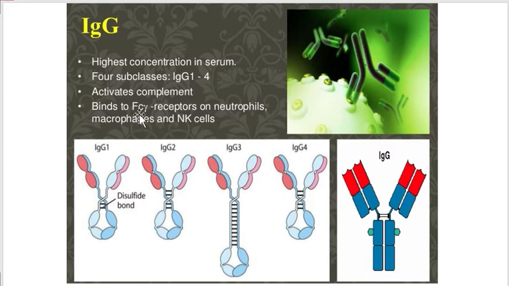So it binds to Fc gamma receptor. When we talk about the receptor of IgG, because it is encoded by the gamma gene, the receptor to which it will bind is Fc gamma. It is present on neutrophils, macrophages, and NK cells. So IgG can interact with neutrophils, macrophages, and NK cells.